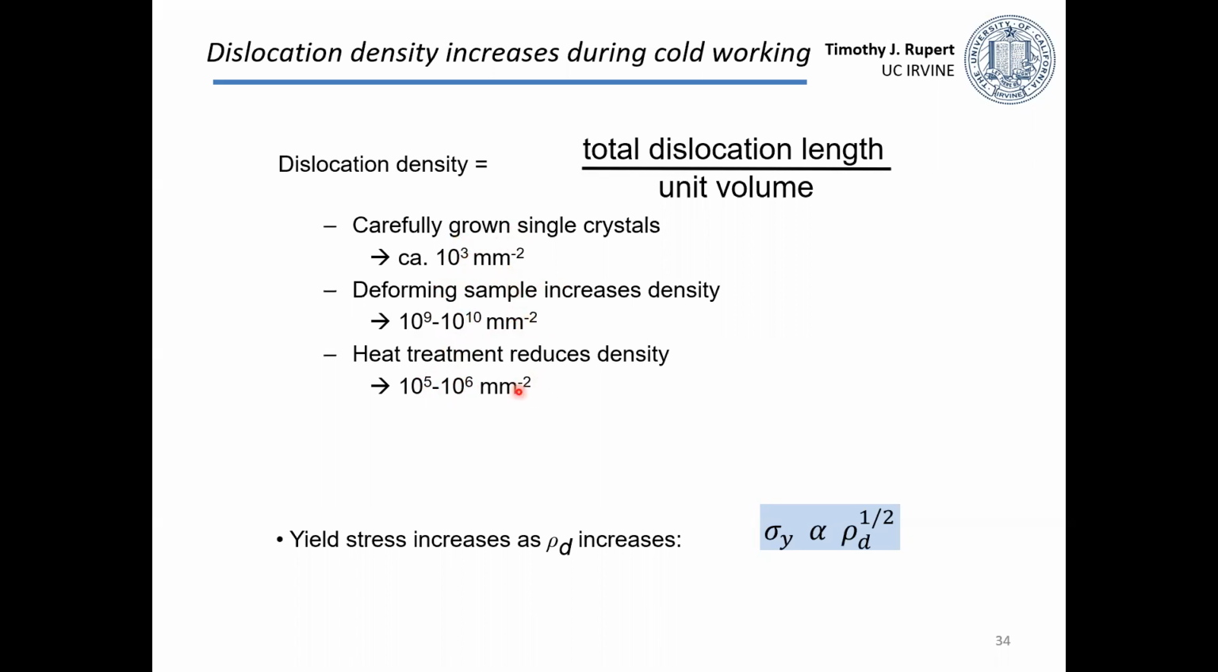Now, if those dislocations that are inside of our sample are acting as obstacles, if I have more of them, the strength of my material goes up. So the yield strength of your material increases as the dislocation density increases. And it actually has a form that looks like what we saw for composition. So the yield strength of our material is proportional to the square root of the dislocation density.